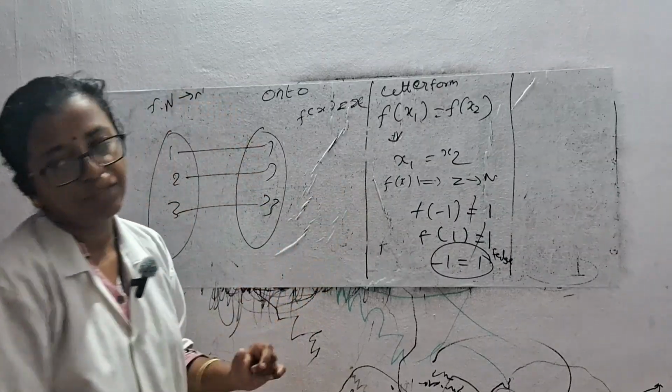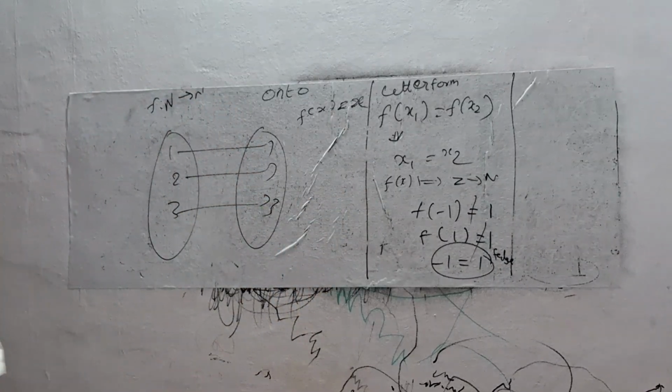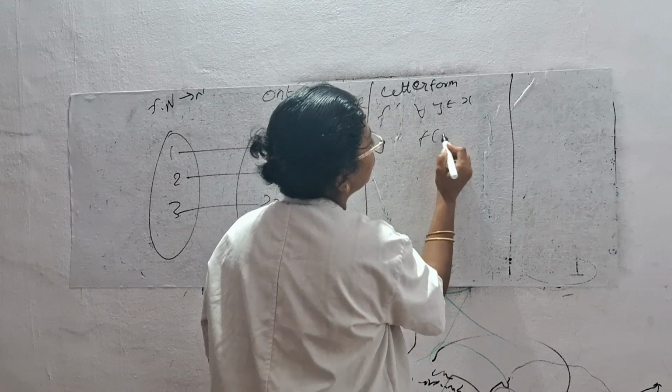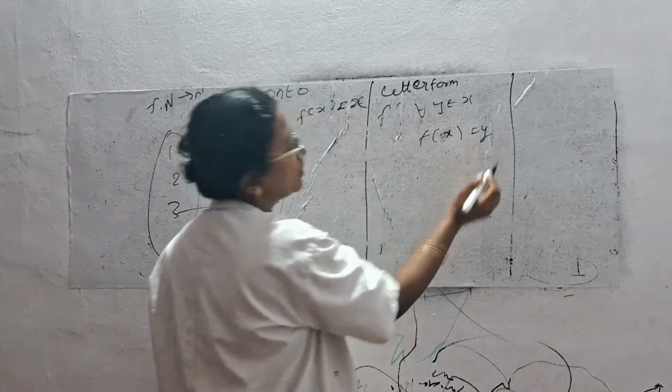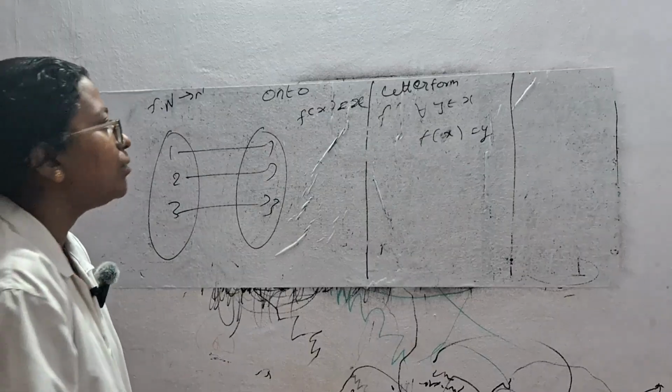Same in letter form. How do we take it in letter form? For y belongs to the codomain, there exists x such that f of x is equal to y. Likewise, we can prove that.